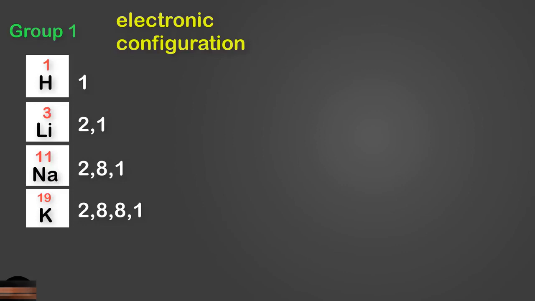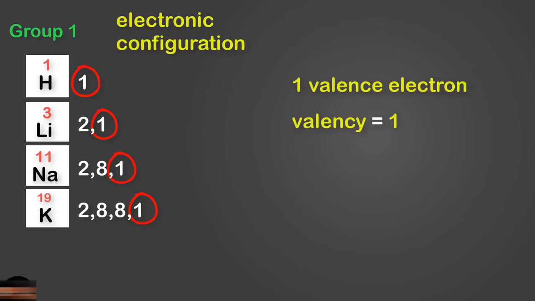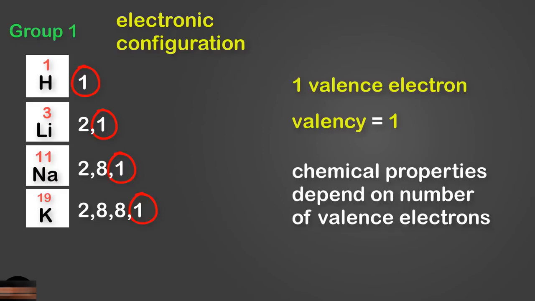So can you see what these elements have in common? That's right. They have just 1 electron in their outermost shell. So that's 1 valence electron. So all these elements have the valency 1. And why do they have similar chemical properties? Because chemical properties depend on the number of valence electrons, which is the same for all these elements.